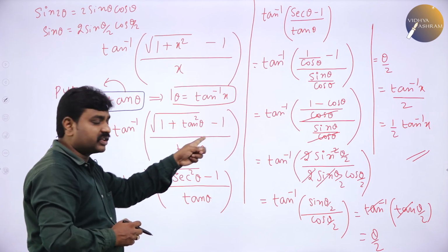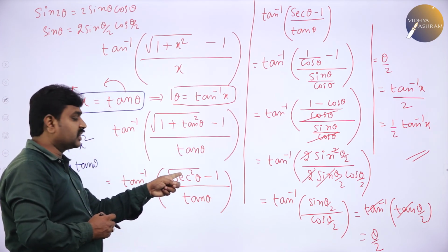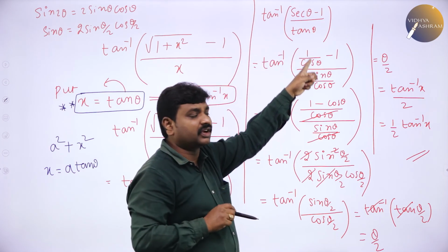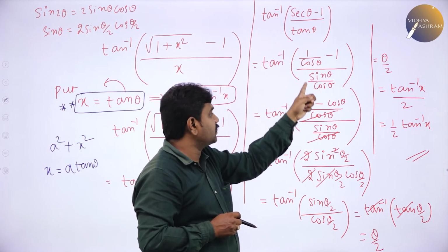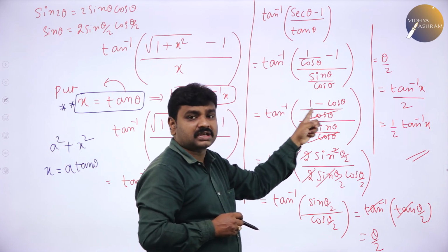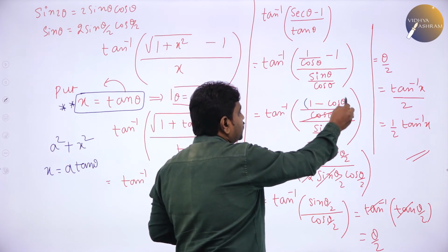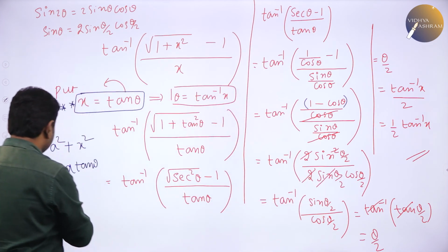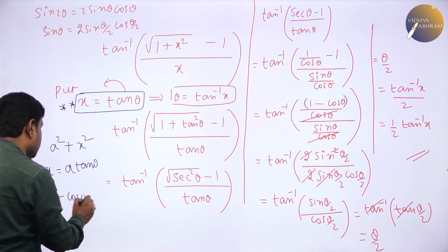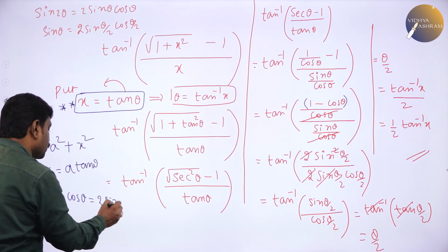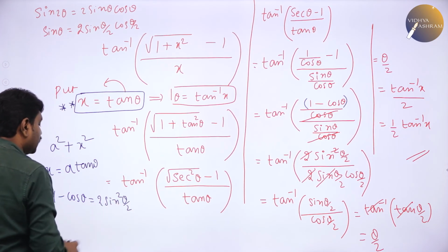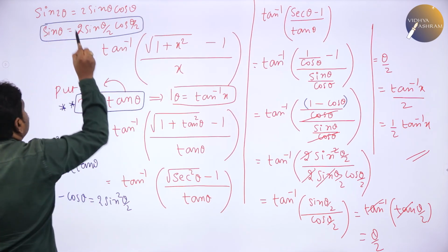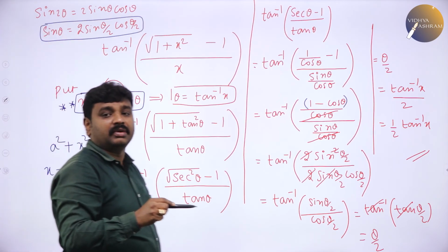All of you know 1 plus tan square theta is secant square theta. Root of secant square theta cancels, so it will become secant. Secant is the reciprocal of cos, so you can write 1 by cos. Take LCM, it will become cos, and further you have 1 minus cos. Very important: 1 minus cos theta can be written as 2 sin square theta by 2. One more hint we used is sin theta, which can be written as 2 sin theta by 2 into cos theta by 2.